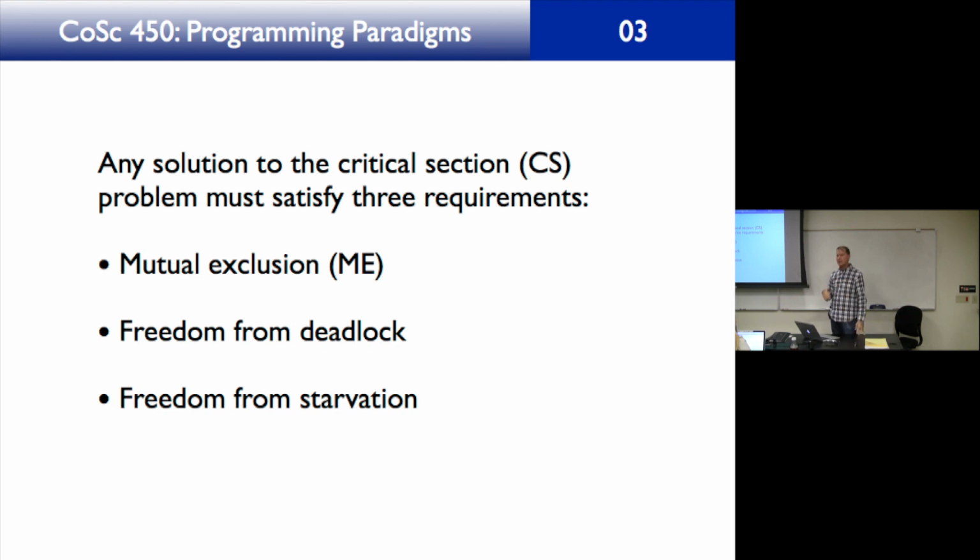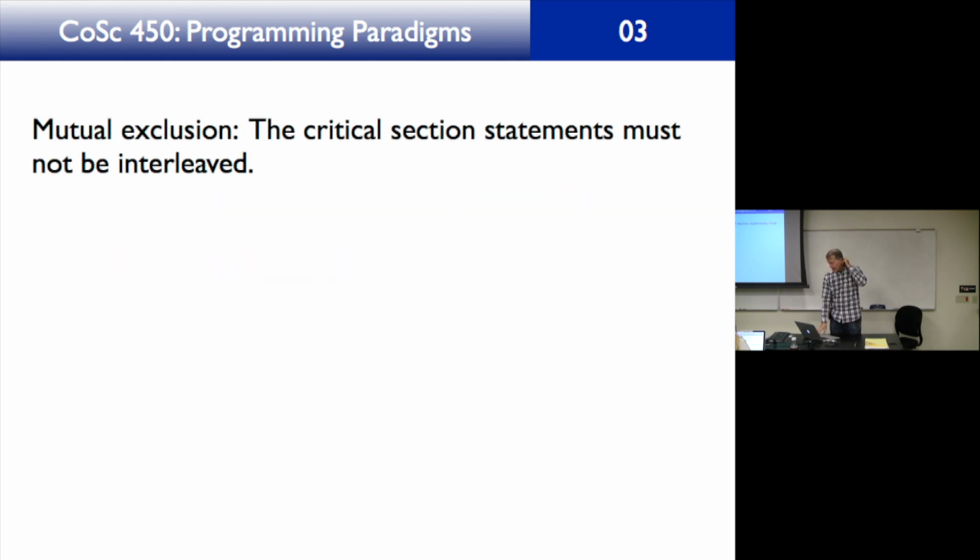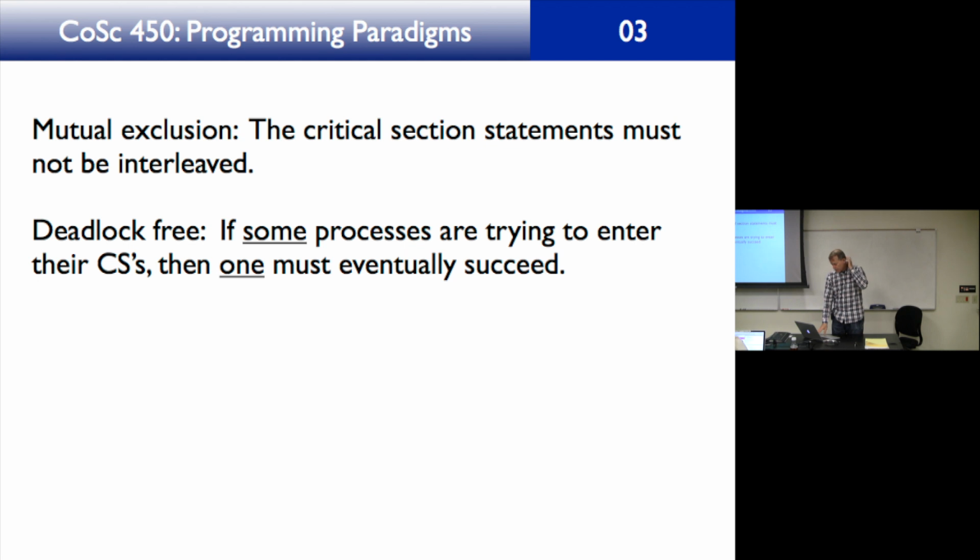And then freedom from starvation means what? If one of them wants to enter the critical section all the time, it will eventually do so. It won't be starved. Does everybody remember that? And then we made that more mathematical. Here's the definition of mutual exclusion. Here's the definition of deadlock free, which is if some processes are trying to enter their critical sections, then one must eventually succeed. Because if some processes are trying to enter and none succeeds, then the system is frozen.